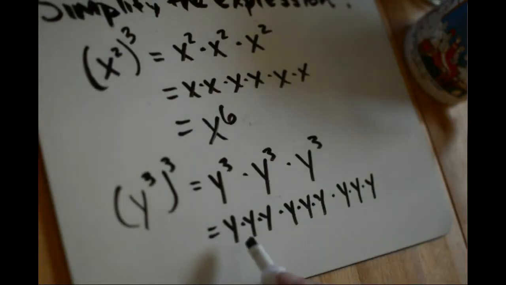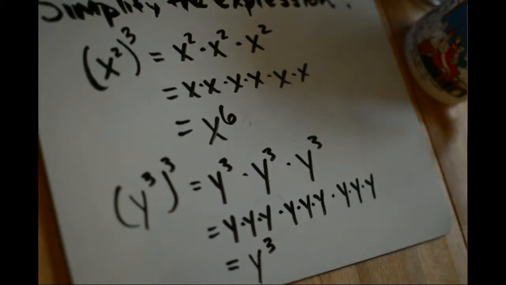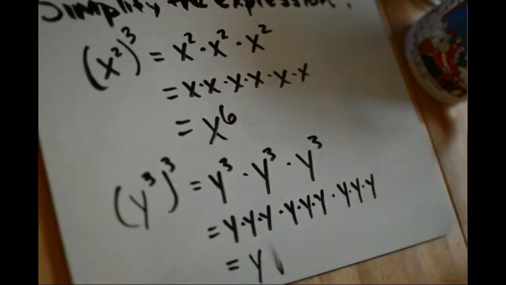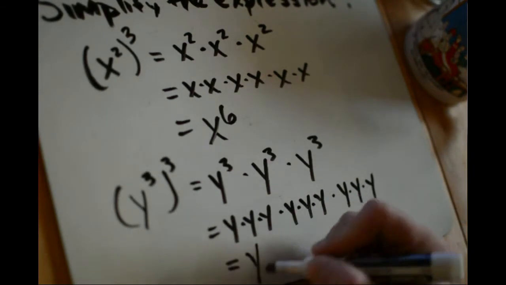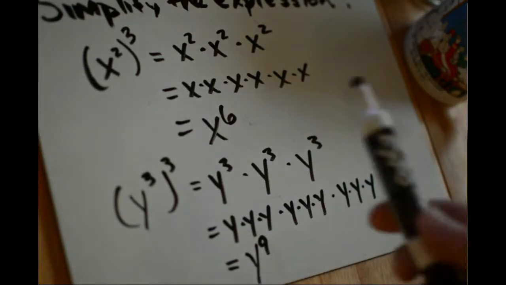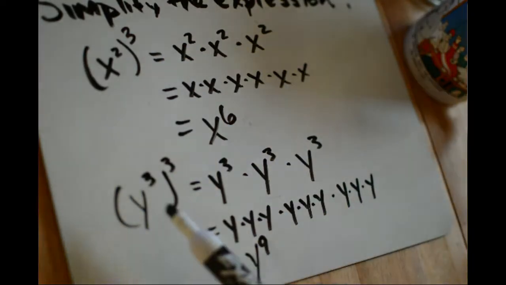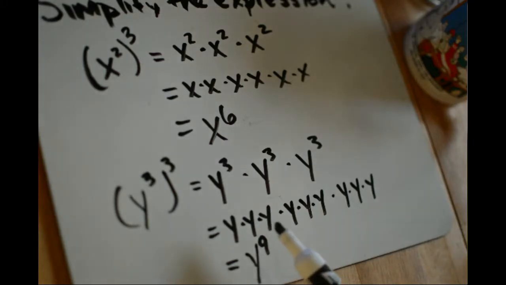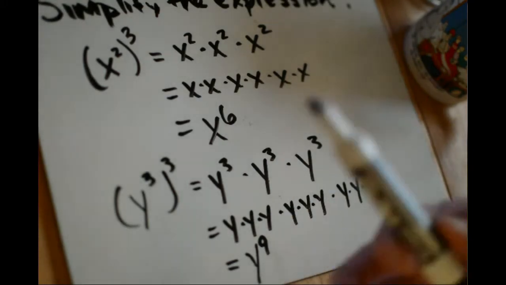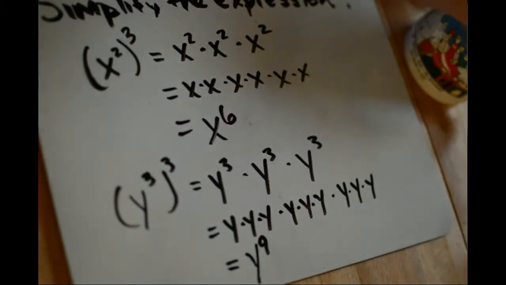And so altogether we have 9 factors of y, so y to the third is y to the ninth. Taking a look at these again, we had x squared to the third and we got x to the sixth. Here we had y to the third and got y to the ninth. So that should reveal another property about exponents: when you raise a power to a power, you are multiplying those exponents together. And that brings us to the power rule.